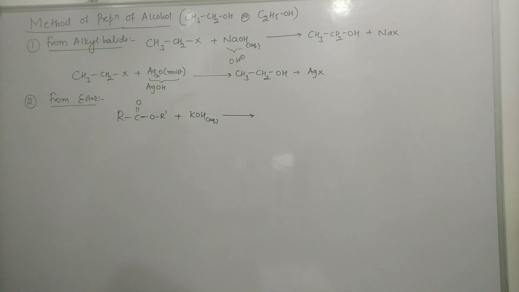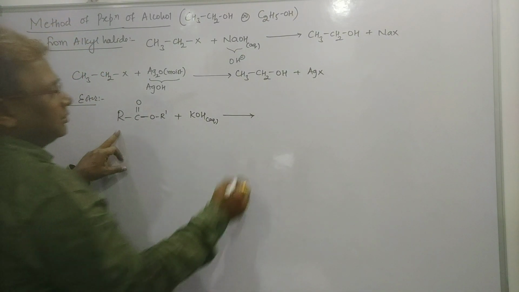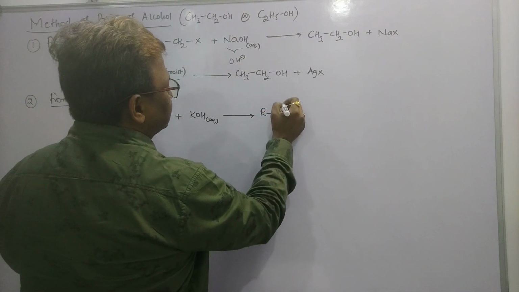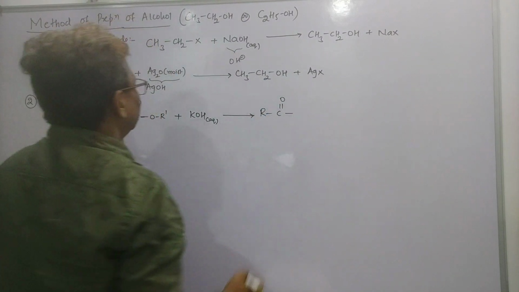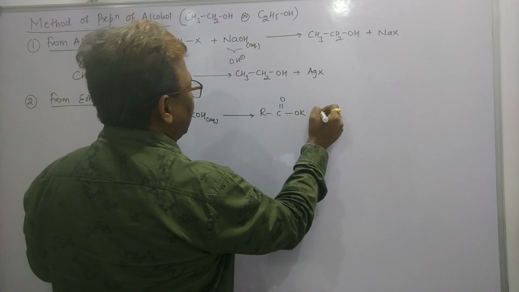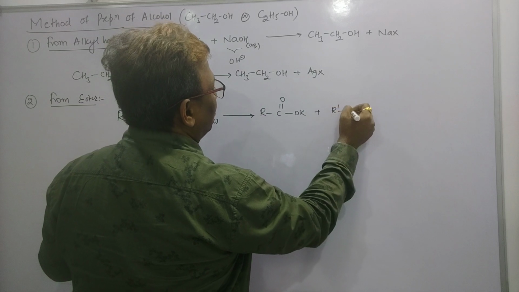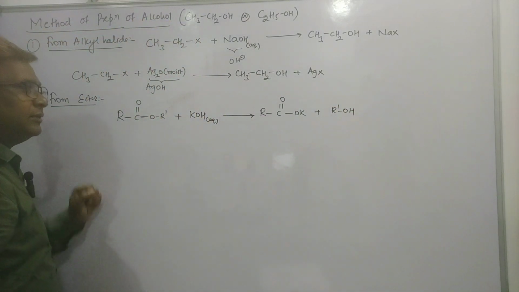But for this conversion of ester to alcohol, what are we using, beta? Aqueous KOH. With this aqueous KOH, we are getting here RC double bond O, then we are getting here beta O and K plus, and the remaining is R dash OH.